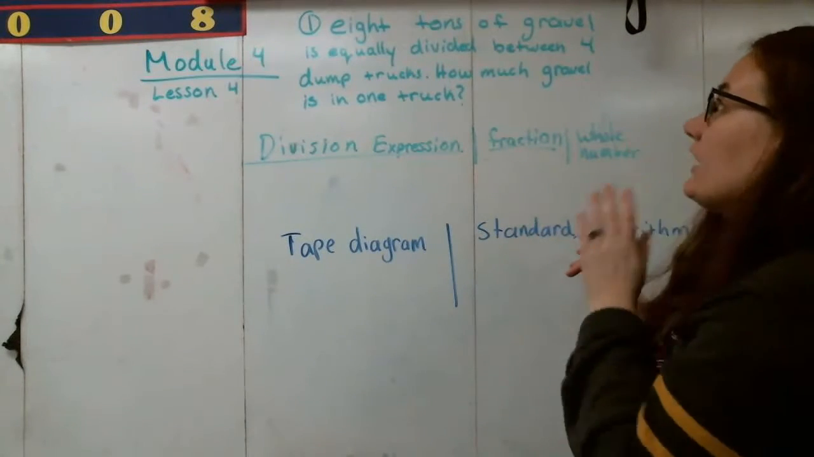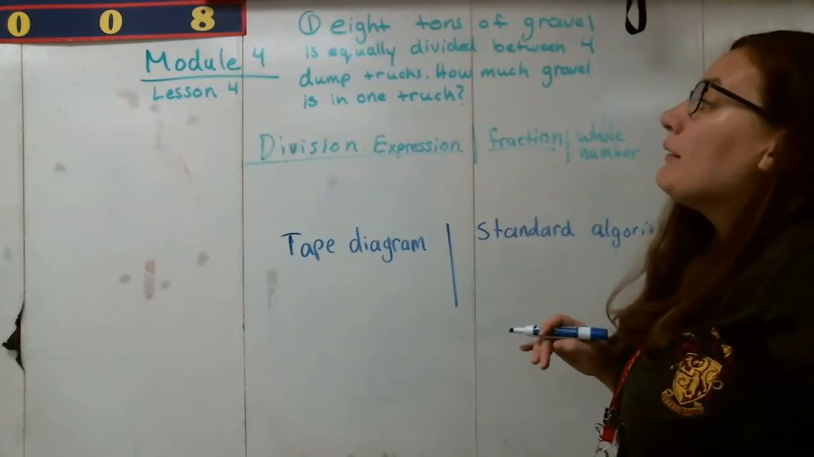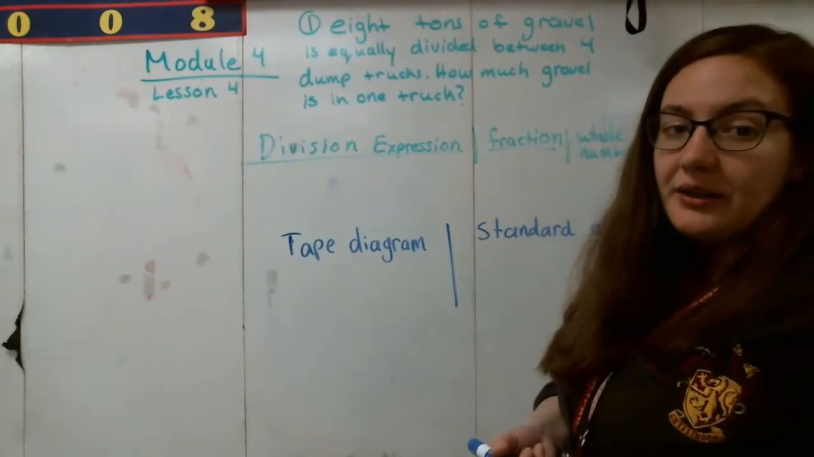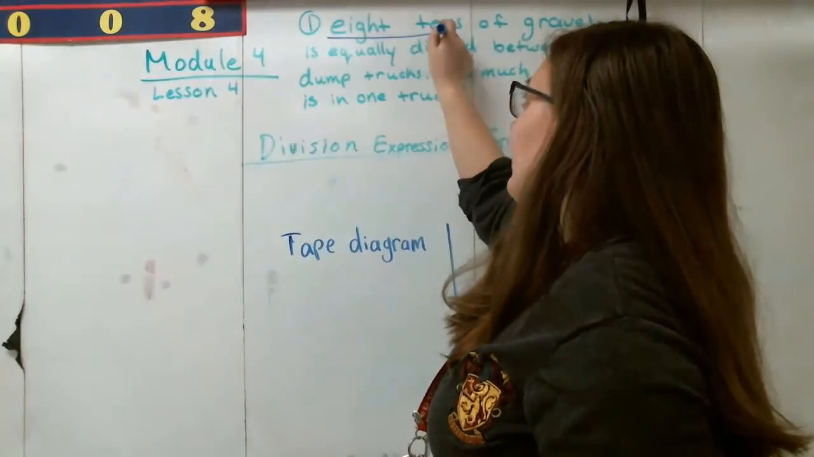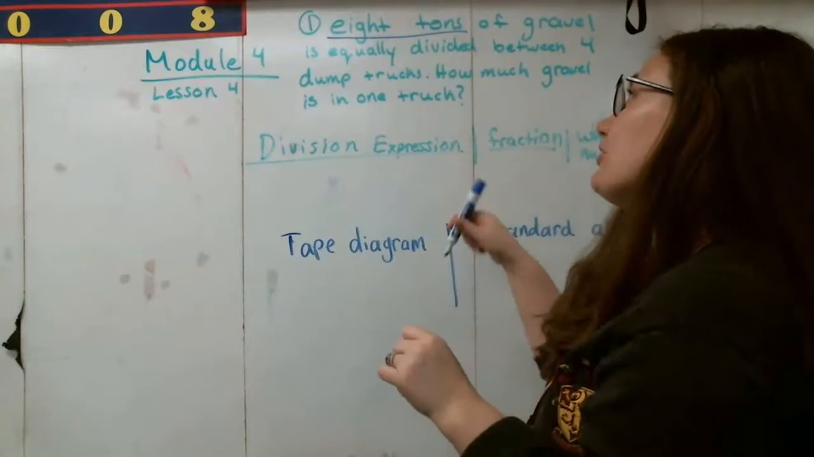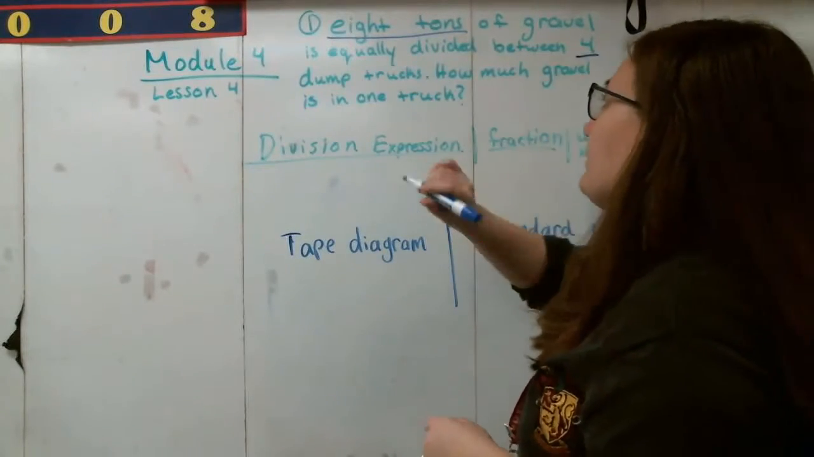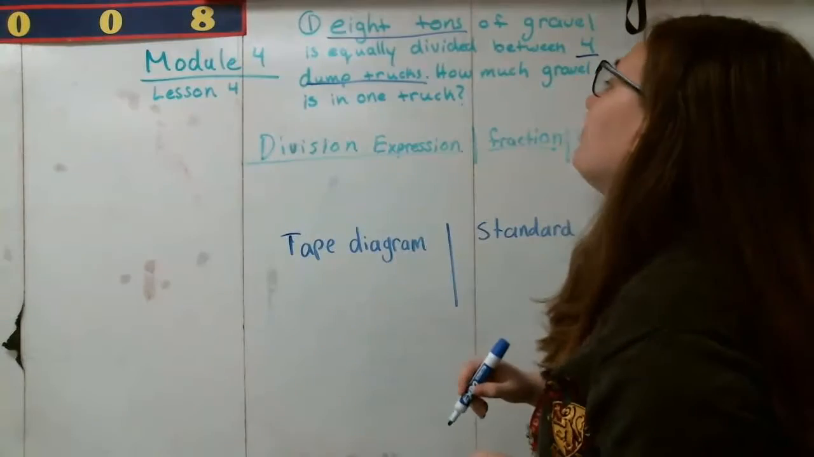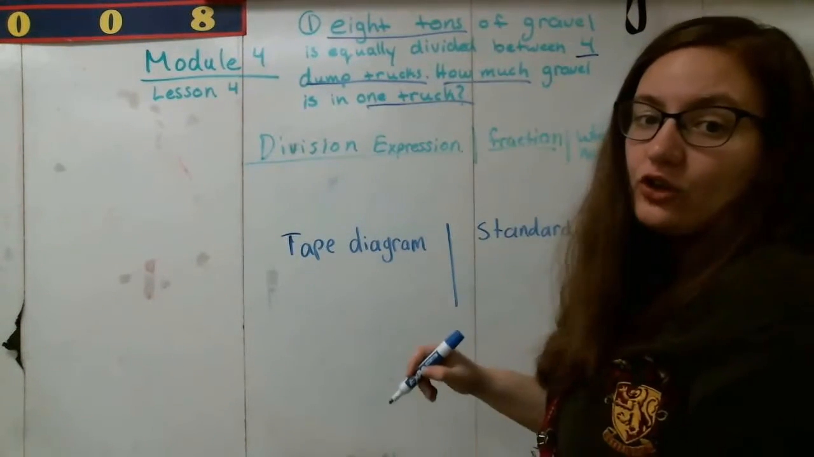It says 8 tons of gravel is equally divided between 4 dump trucks. How much gravel is in one truck? So these are similar to the problems from before because we're still talking about something getting divided and how much it's getting divided into. So we have 8 tons of gravel. It is being equally divided, and it's being divided between 4 trucks. And I want to find out how much is in one truck.